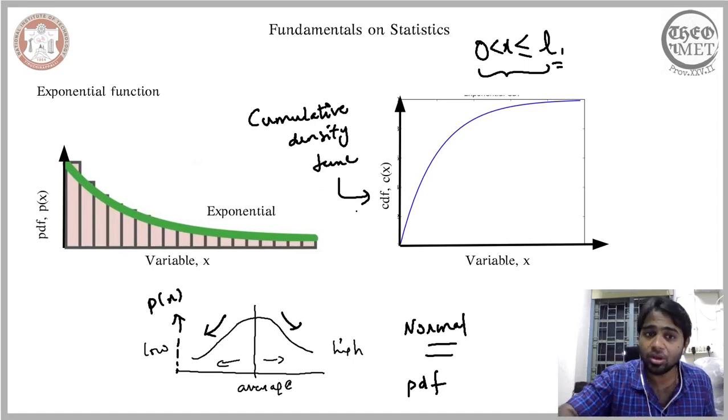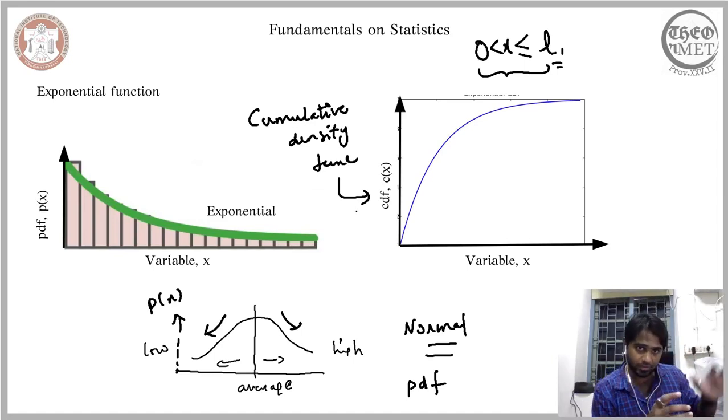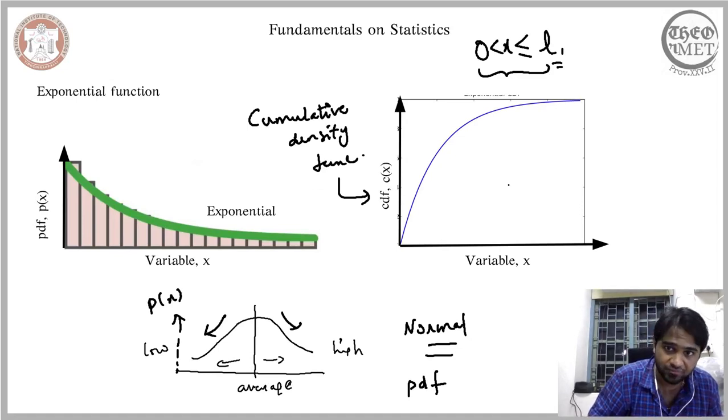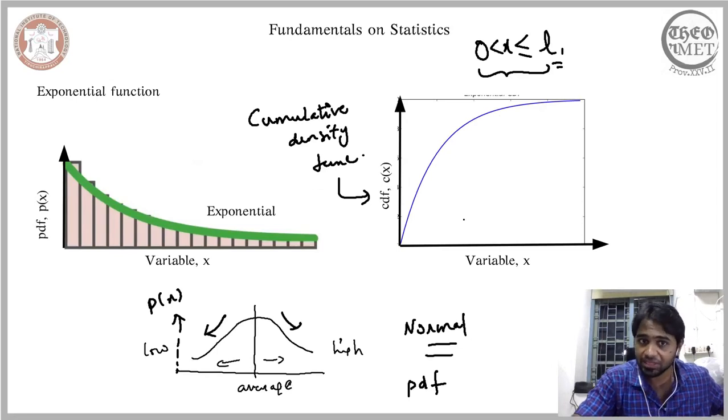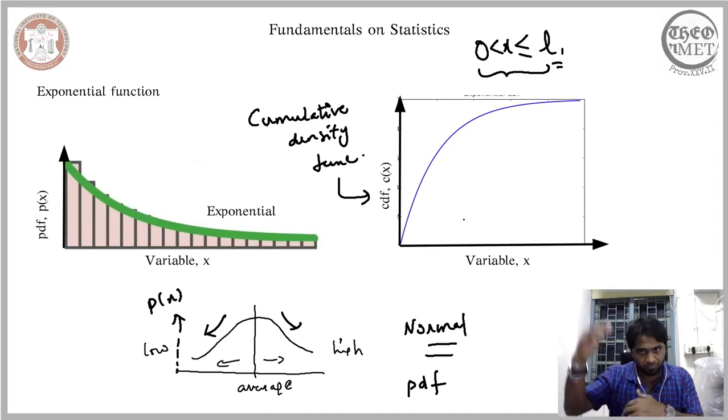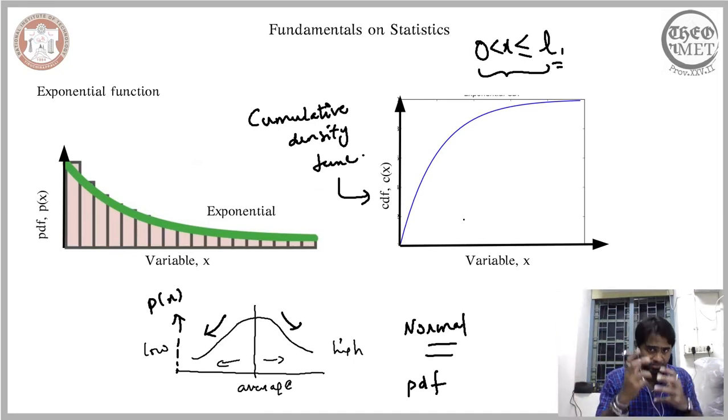So depending on the PDF of the population distribution, the corresponding cumulative density function would vary. Here, as you can see, this is the trend of the cumulative density function for the exponential distribution. We saw there is a different trend for the CDF for the normal distribution. So depending on the PDF of the population distribution, the corresponding trend in the cumulative distribution function would vary.